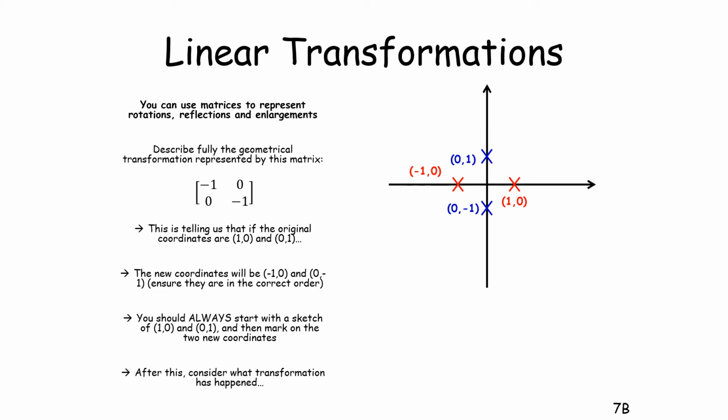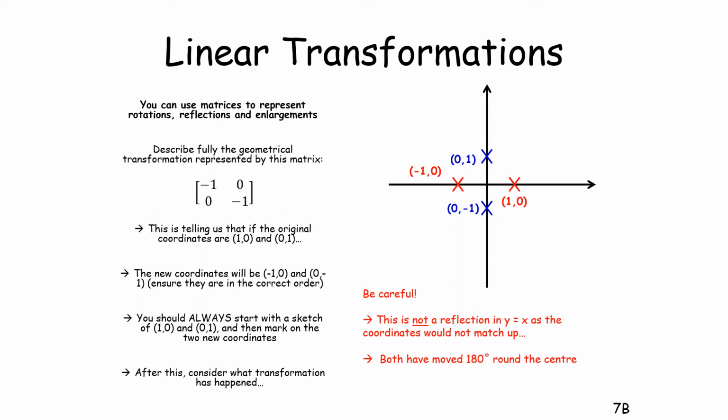After this, we can consider the transformation. And here you need to be careful. This is not a reflection in the y equal to x line, as the coordinates would not match up. Both have moved or rotated 180 degrees around the center. So we'll describe the transformation as a rotation of 180 degrees around the origin. And remember, for 180 degrees, we don't need to say clockwise or anti-clockwise.